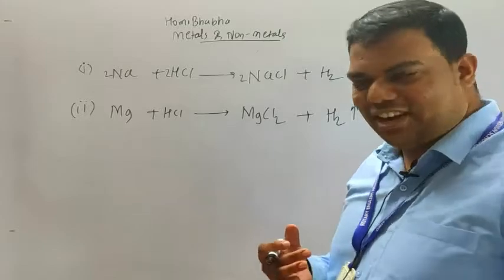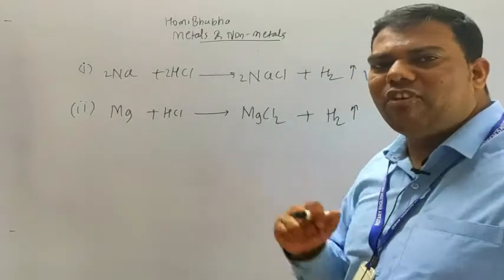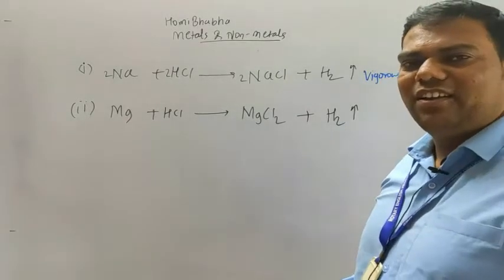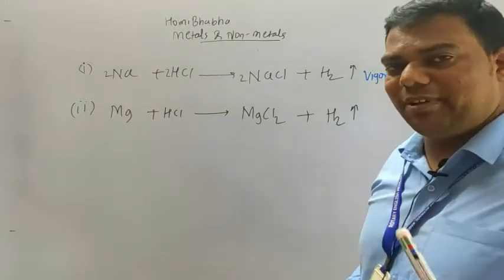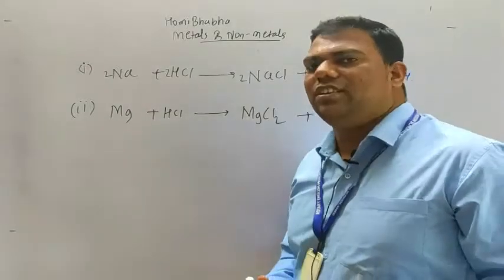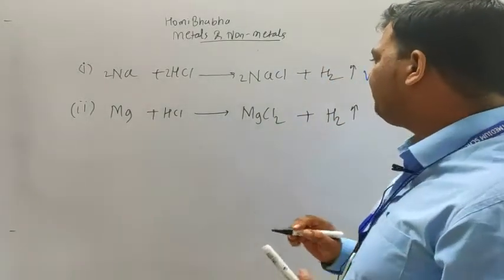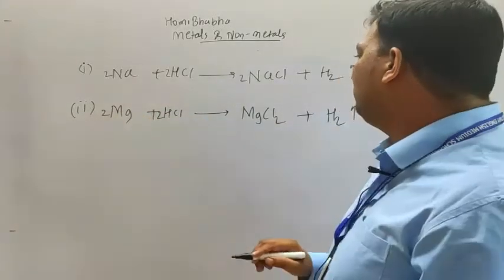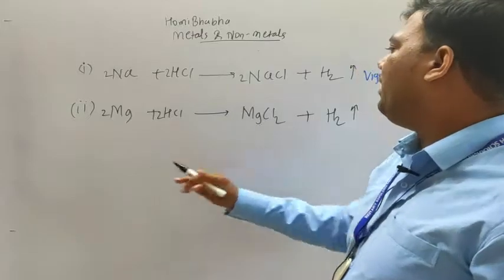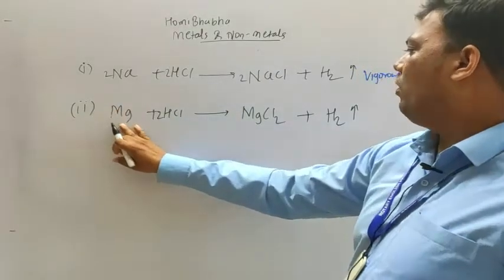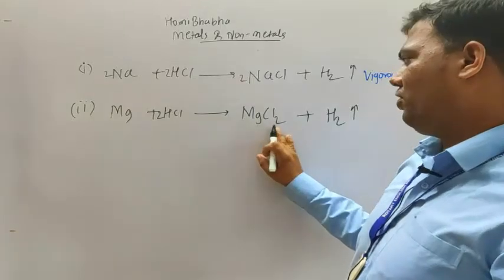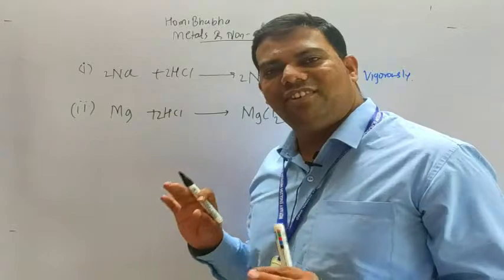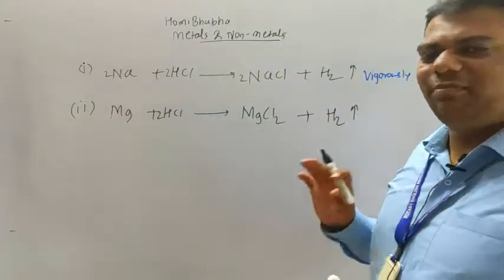Understood? And as you know, our reactivity series also: K, Ba, Na, Ca, Mg, Al, Zn. So you are remembering all that reactivity series. Very good. Now for balancing, here also you have to take 2, here also 2. So 1 Mg, 1 Mg, 2 Cl, here also 2 Cl, and 2 hydrogen, no need to take 2 here. So our reaction is balanced.